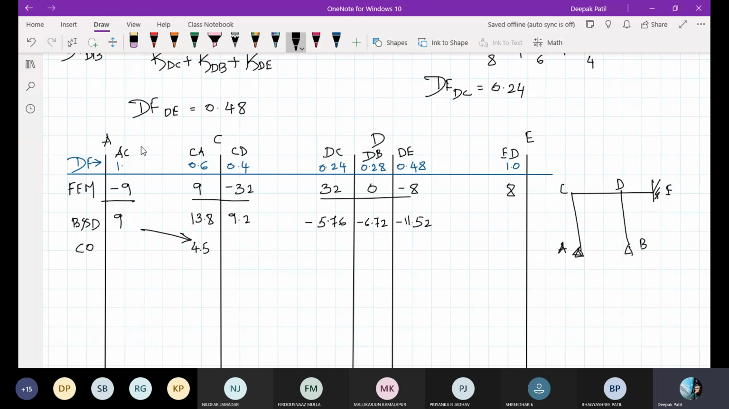Will you carry over between these two? Yes, you can carry over because both are intermediate supports. So 9.2 divided by 2 is 4.6, and -5.76 divided by 2 is -2.88. Will you carry over from D to B? No, because B is once again a pin support. But will you carry over from D to E? Yes, because E is a fixed support. So -11.52 divided by 2 is -5.76. So this completes your first cycle.